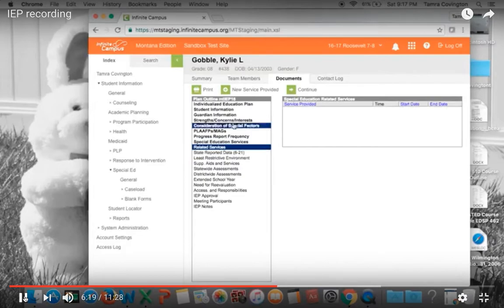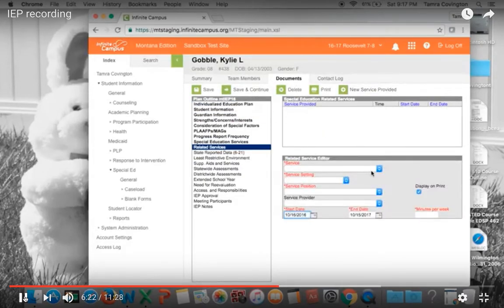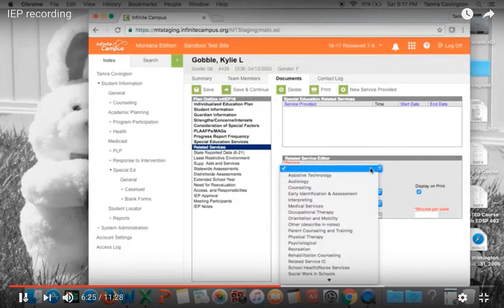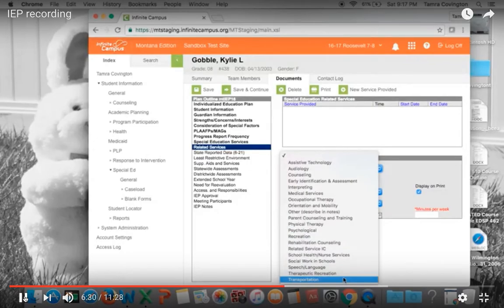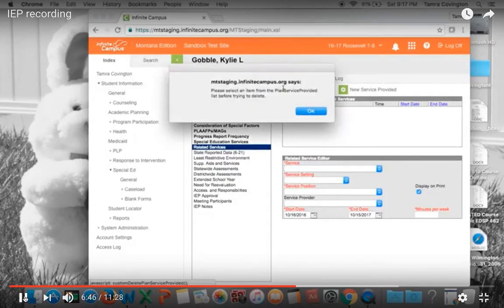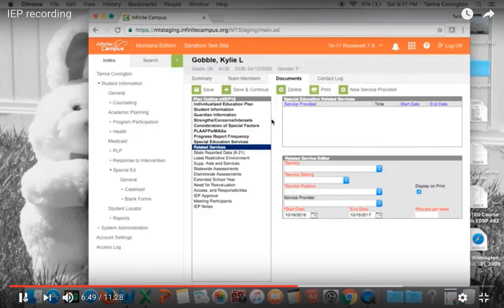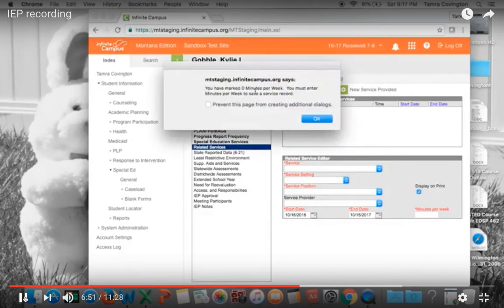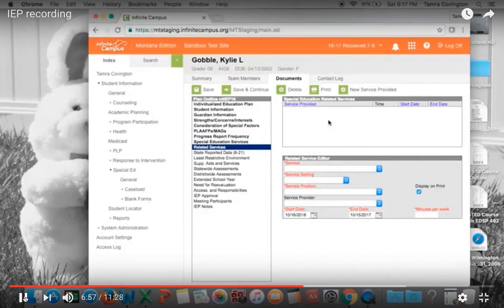Now you need to add in your related service areas, all of the areas that were recommended. Remember, areas or services are not both special education and related services. They're one or the other. In most cases, related services cannot be special education services. However, in the area of speech, they can be, and that is only for students who have a speech language impairment identification.